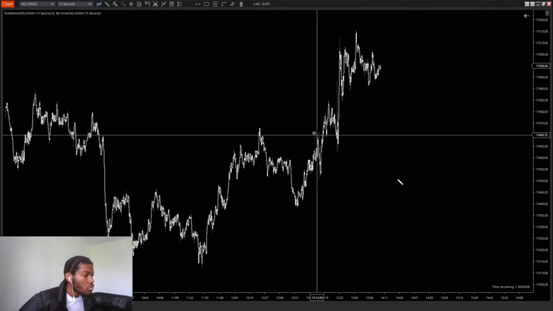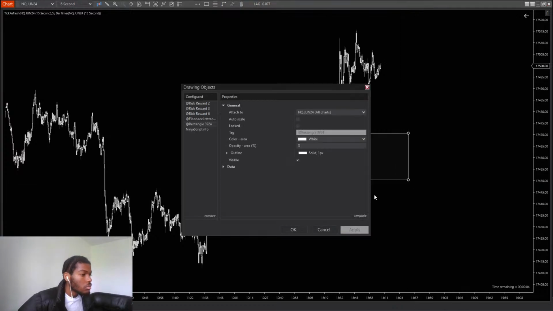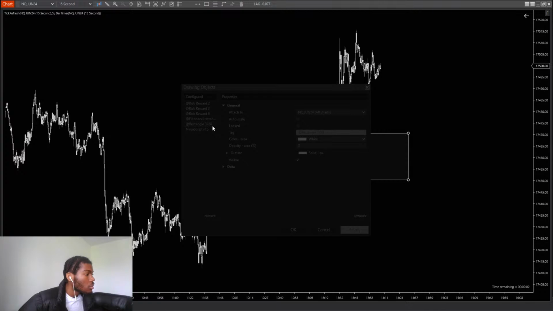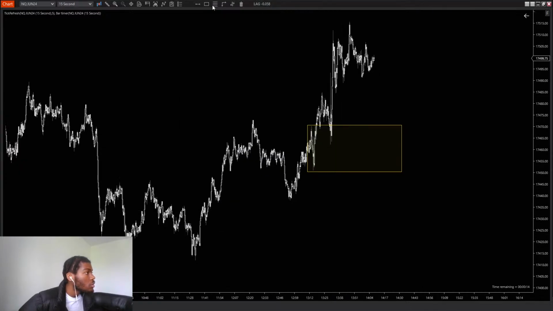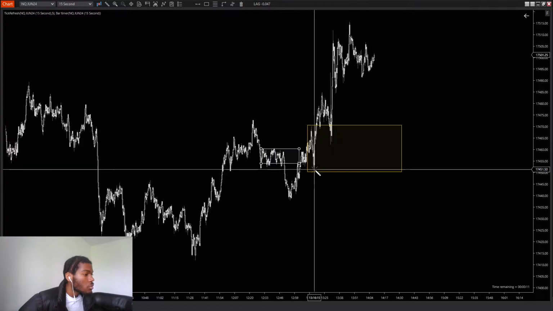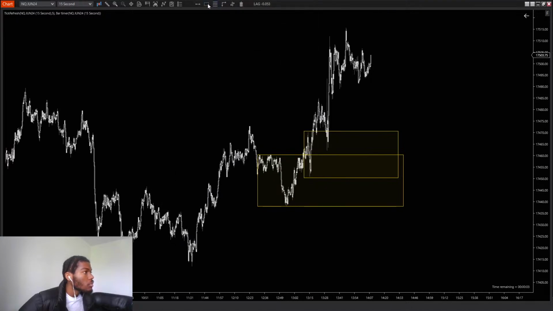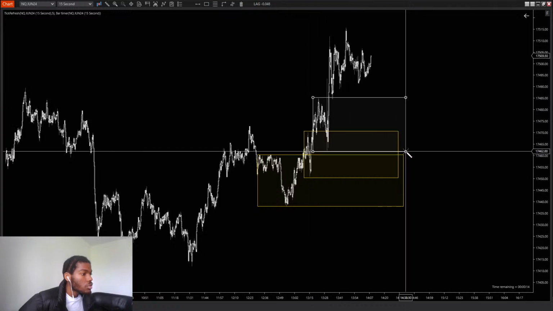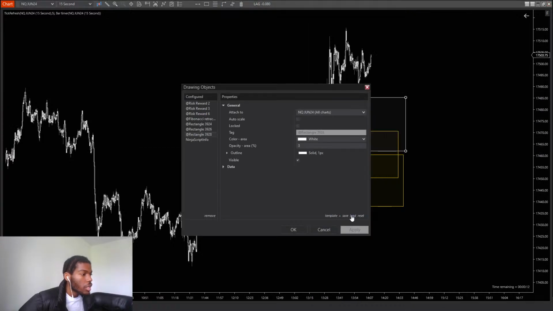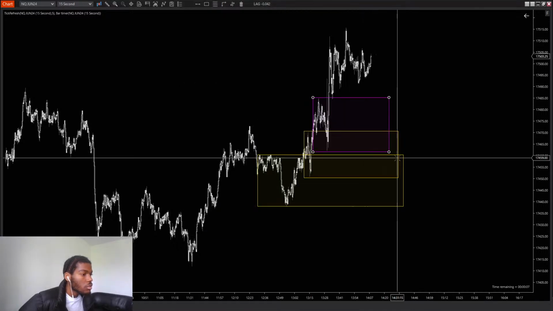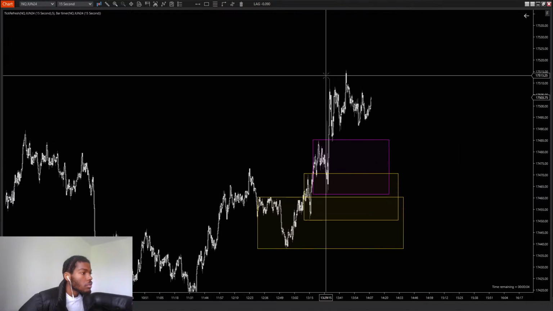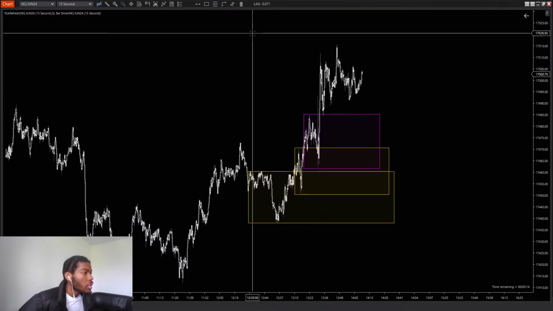We have the S&D responsible right here. These zones are usually gold. We have the origin of the move right here. We have a zone at the top of the range. Now I usually make these purple, these manipulation zones. We don't trade from these zones here. Another zone at the top of the range, but that's unnecessary.